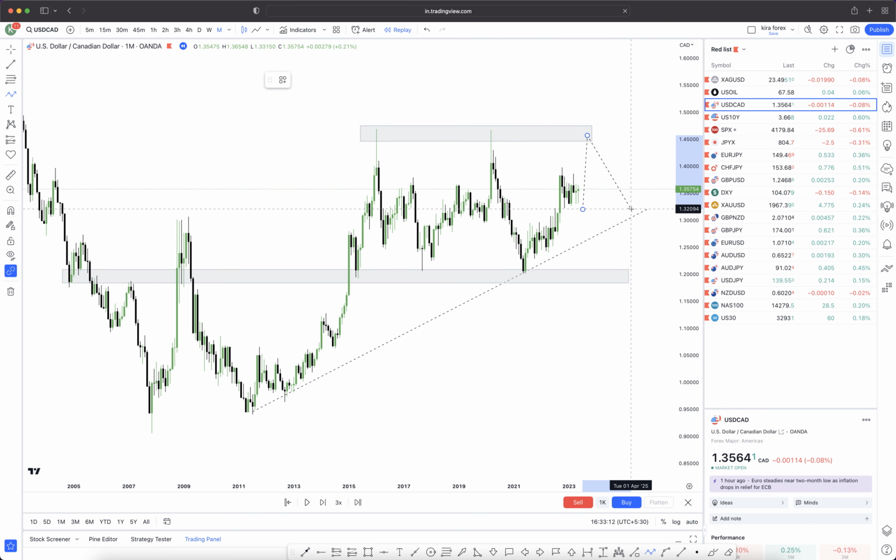So what I'll be looking for is to be what? To be buying. Any trade I take which is a sell means that I am taking a counter trade. I am going up against what? My uptrend.